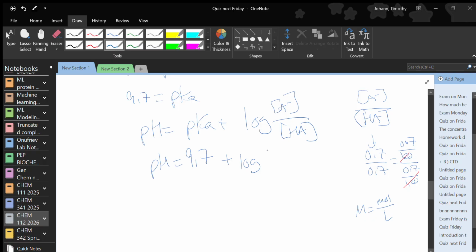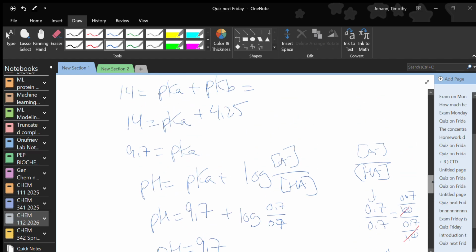So this is going to be the log of 0.7 over 0.7, right? Because that's what those were. And so our pH, the log of this 0.7 over 0.7 is what? 1, and the log of 1 is what? 0. So my pH here is actually equal to my pKa. Okay, does that make sense?